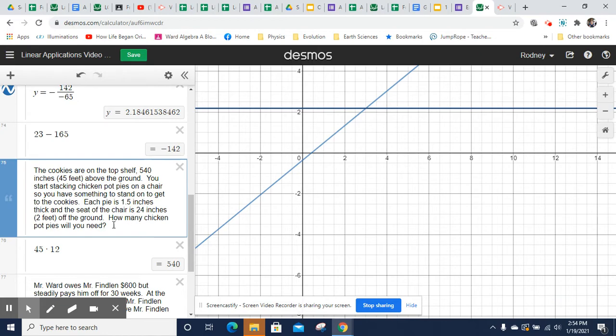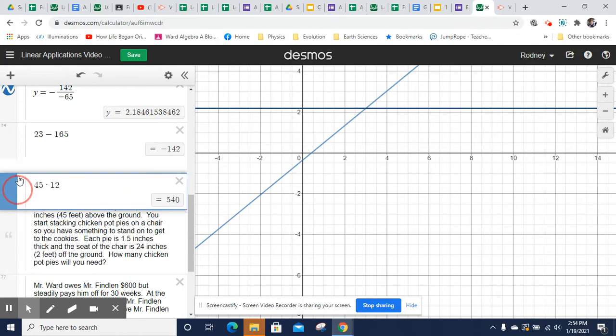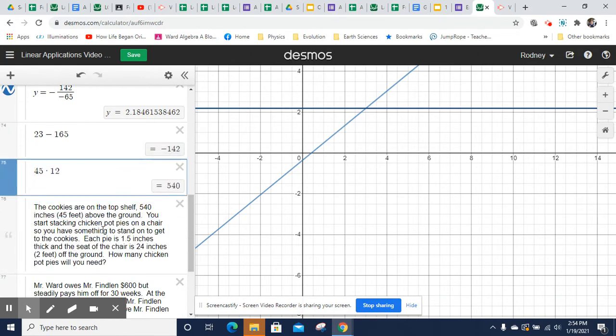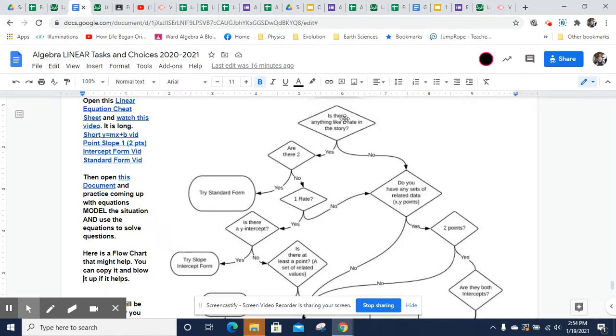But what equation form are we going to want to use? Let's take a look at the flow chart. So is there anything like a rate in the story? Well, you're going to be stacking a whole bunch of chicken pot pies. And so the height is going to change by 1.5 inches for every chicken pot pie. So in fact, yes. Are there two rates? No, there are not. There's one rate. It's 1.5 inches per chicken pot pie.